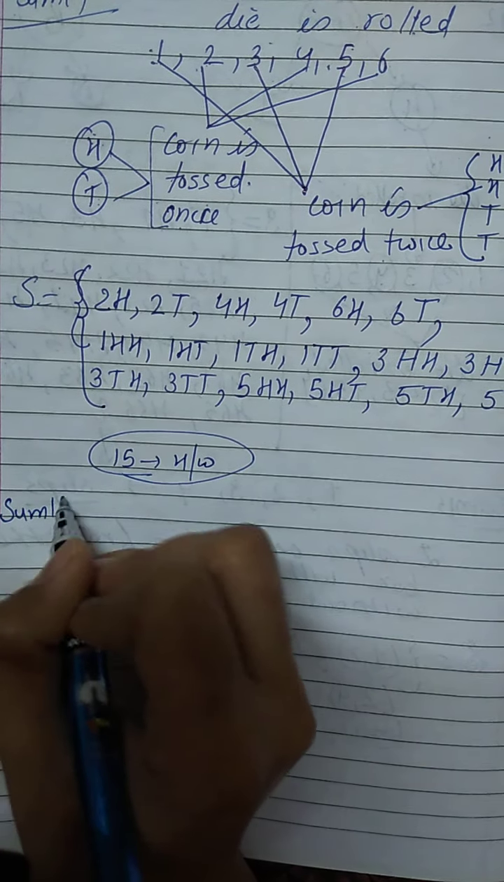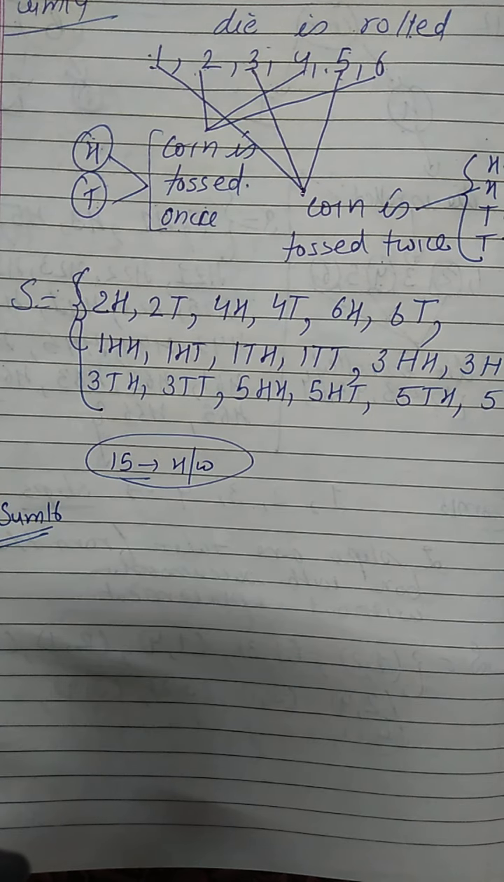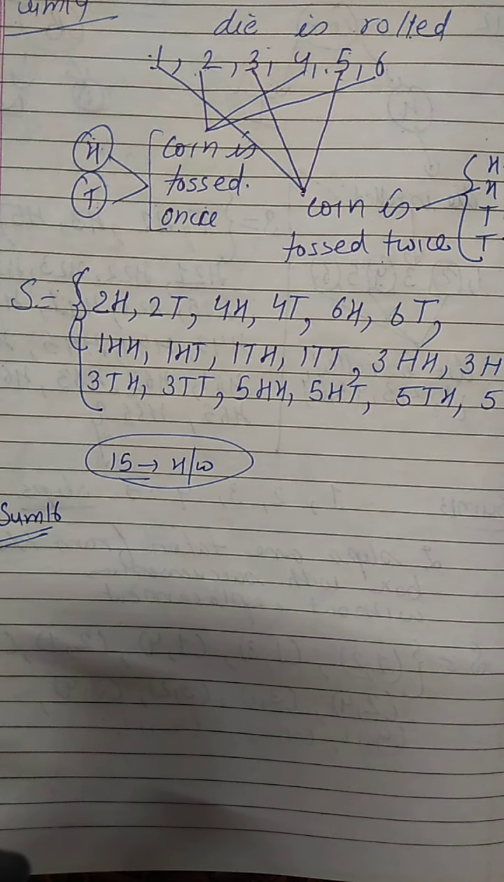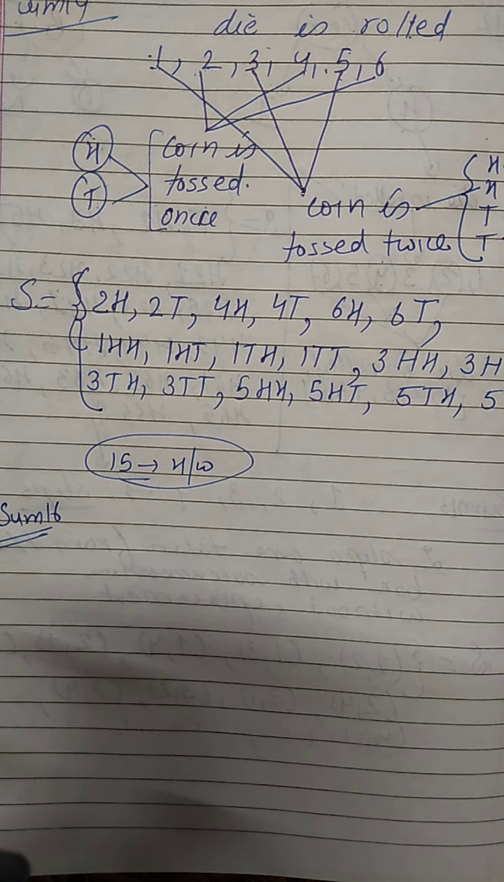And the last sum, sum number 16, we will discuss now. Sum number 16: a die is thrown repeatedly. How many times? It is not mentioned. Repeatedly until a 6 comes up. What is the sample space for this experiment? Now what is happening? The experiment is endless, because we are rolling the die again and again repeatedly until 6 comes up.